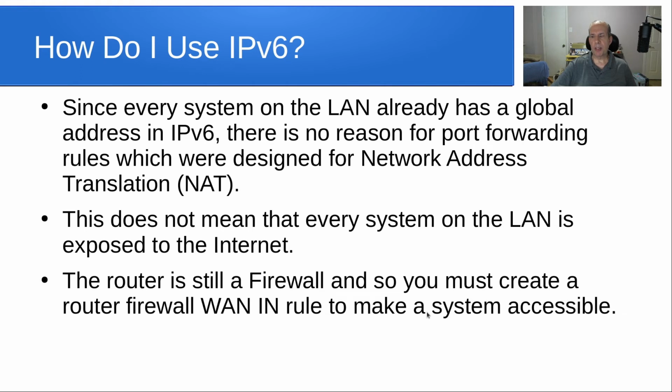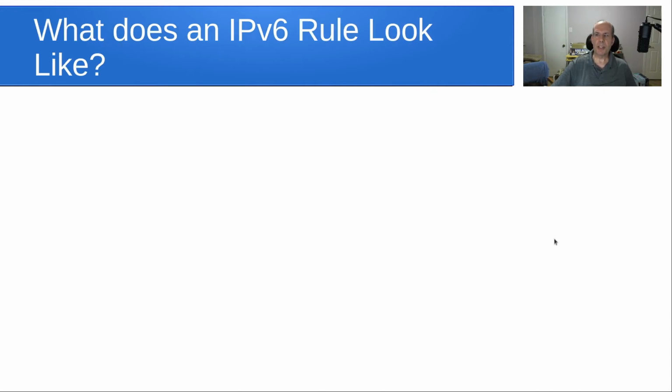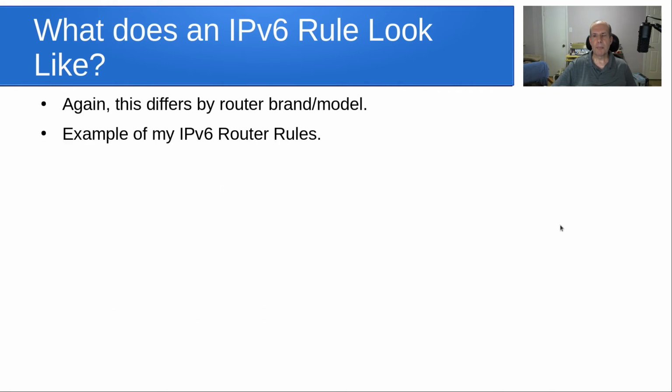The router is still a firewall, and the firewall's main function is to control inbound access from the internet. So you must create a router firewall WAN in rule to make an IPv6 system accessible from the internet. So what does an IPv6 rule look like? Well, again, this differs by router or model.